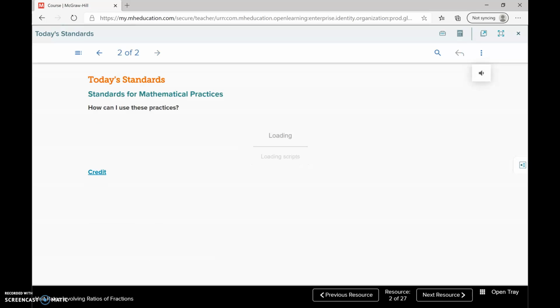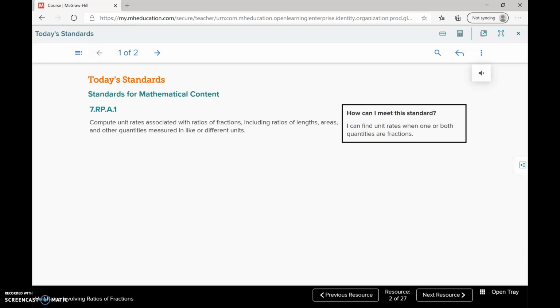What are we doing today? We are looking to compute unit rates associated with ratios or fractions, including ratios of lengths, areas, and other quantities measured in like or different units.